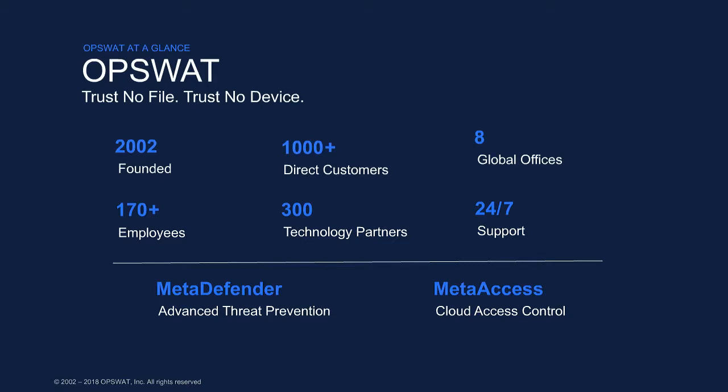We have over 1,000 customers, worldwide presence, 8 offices worldwide. We offer 24/7 support, and I think that's the main key here, that we're relying a lot on technology partners. We have over 300 technology partners, and we're trying to build this entire security ecosystem. And this is where we come in, and we're trying to be an add-on to a lot of technologies, in this case, collaboration with F5.